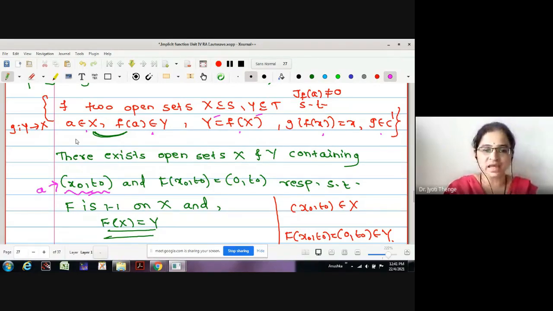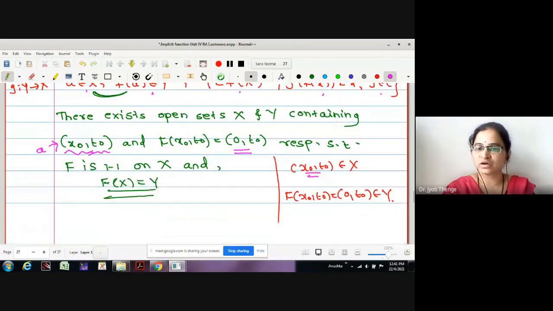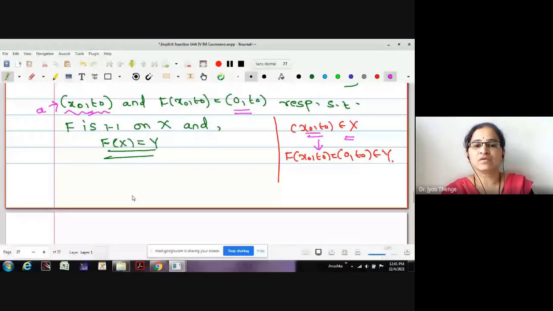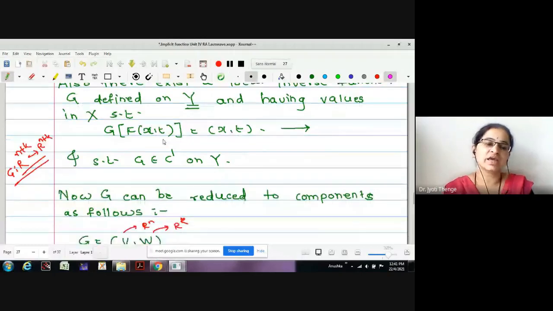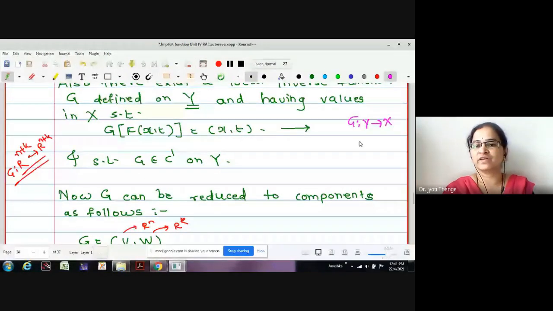Now if a is in X, then its f image, which we have already proved is (0, t naught), is in Y. Here I have written that (x naught, t naught) is in X, and its f image, (0, t naught), is in Y. Also, capital F is one-one and F of X is equal to Y. Now we are writing the existence of an inverse function g defined on Y, having values in X. Why are the values in X? Because g is the function defined from Y to X, since F we have defined from X to Y. And the statement tells us g belongs to C1.